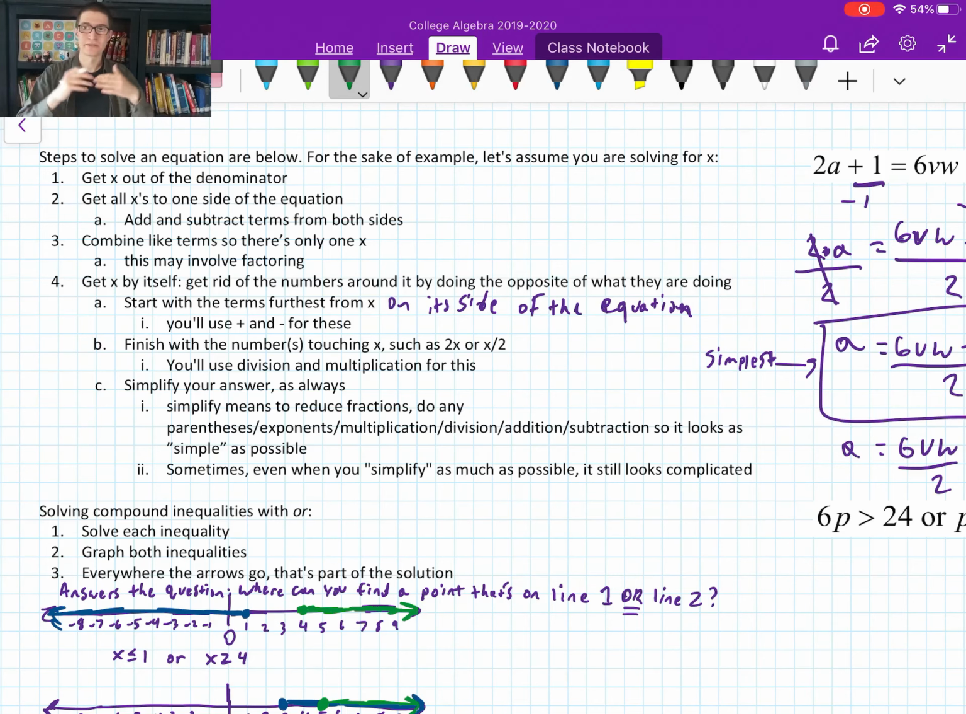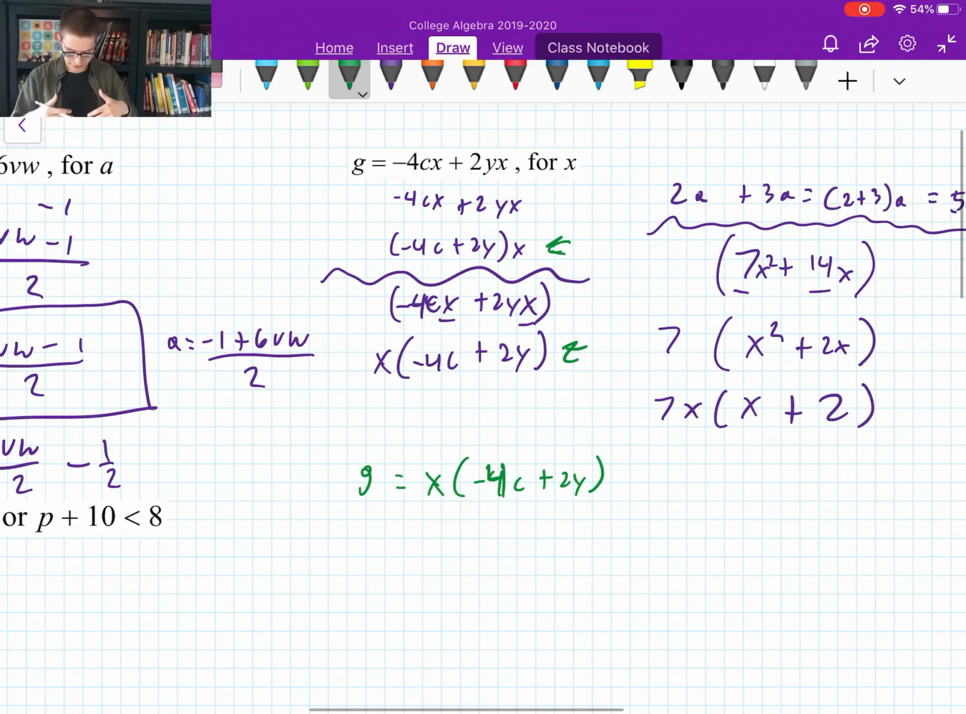We need to get rid of the numbers around it first. The furthest away from it on that side of the equal sign, and then the numbers that are closest to it on that side of the equal sign. The numbers that are furthest away, there's nothing that's furthest away. Nothing is being separated by a plus or minus. The only thing there is something that's touching it.